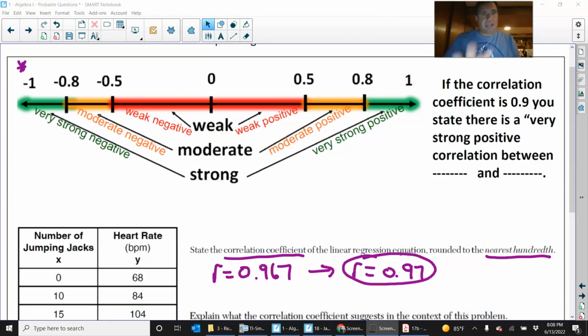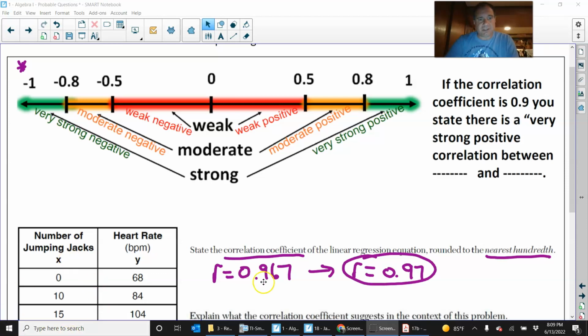Now, if you take a look at this chart here, anything that is close to 1, which is 0.97, is very close to 1, is a very strong positive, and you have to state it that way. Anything close to -1 is a very strong negative. All right? They usually ask either very strong positive or very strong negative, or sometimes a weak negative, like if it's close to 0. But this one is 0.97.